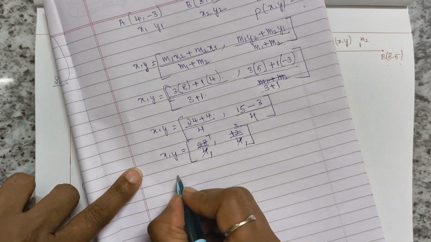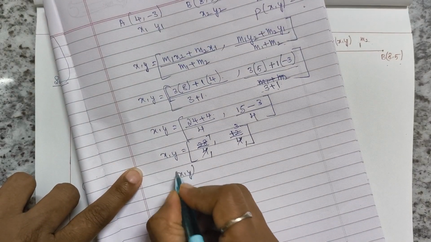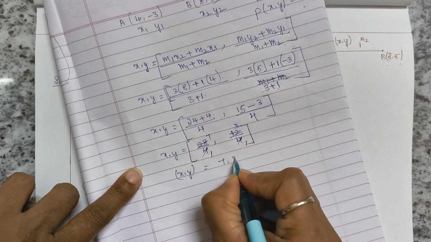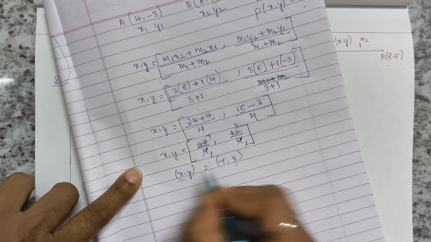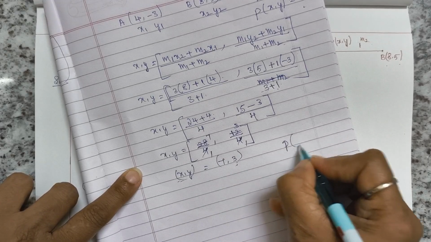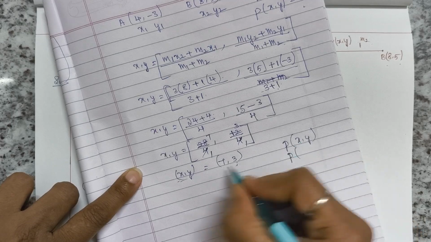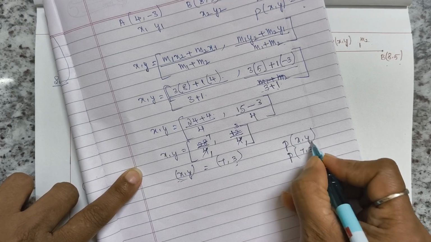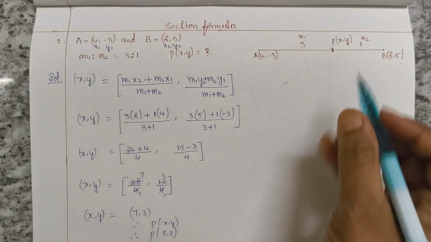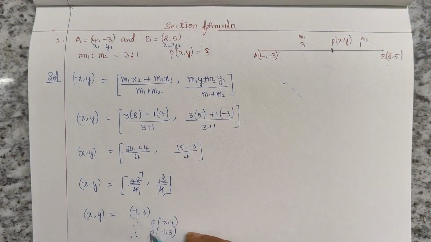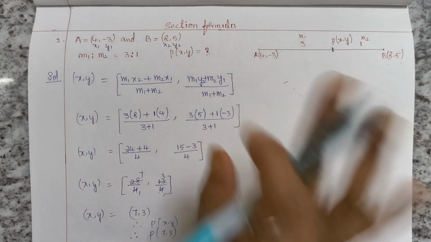So xy equals 7, 3. So what are the P coordinates that we took as xy? X means 7, Y means 3. So the P values are 7 and 3, and that is the answer.